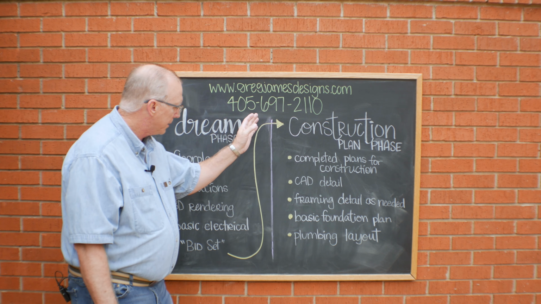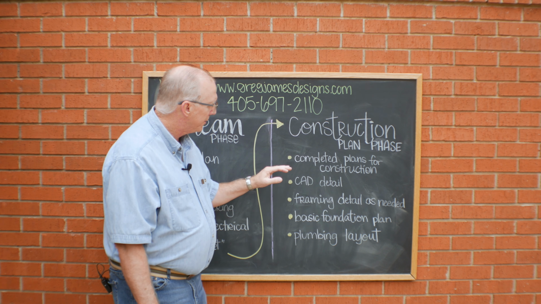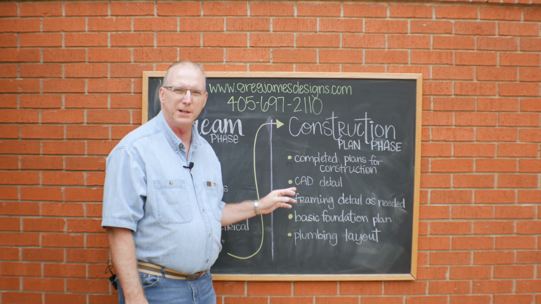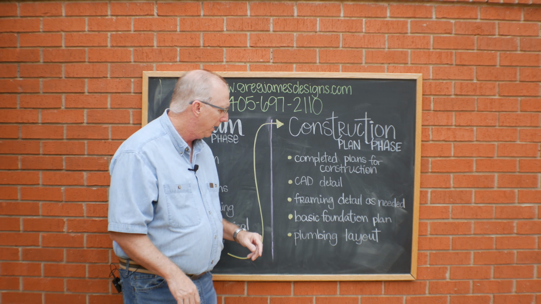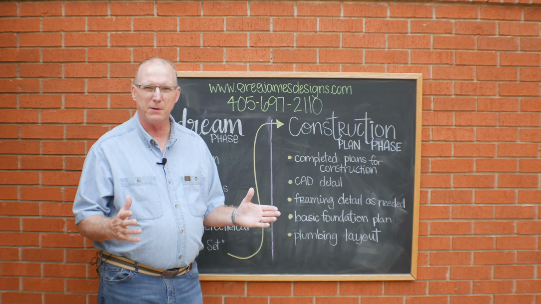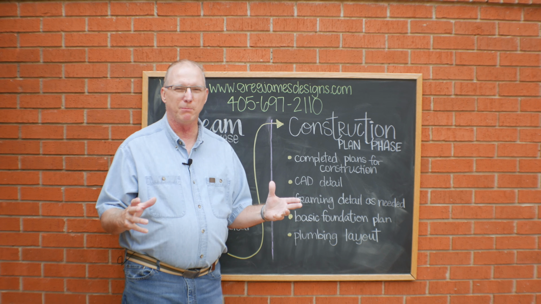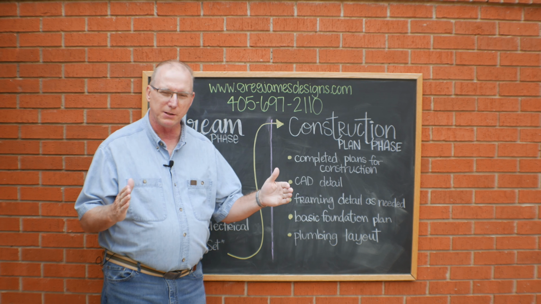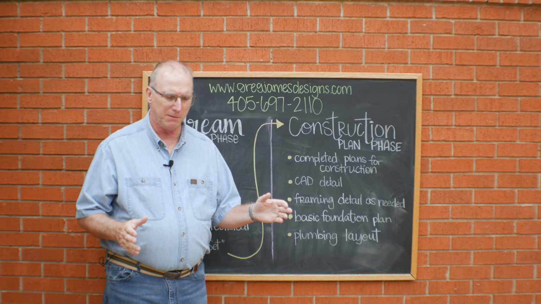So this moves us to the second phase, which is our construction plan phase, okay? In this phase, we're going to complete your plans for construction. We'll put in the appropriate CAD details for stair sections, framing details. If you've got a second floor, we have to detail out the platform of the second floor and how that's supported. Your basic foundation plan, we're not engineers, so we don't engineer the foundation. What we do is give a basic dimension for the concrete guy so that your concrete contractor can bid accurately.